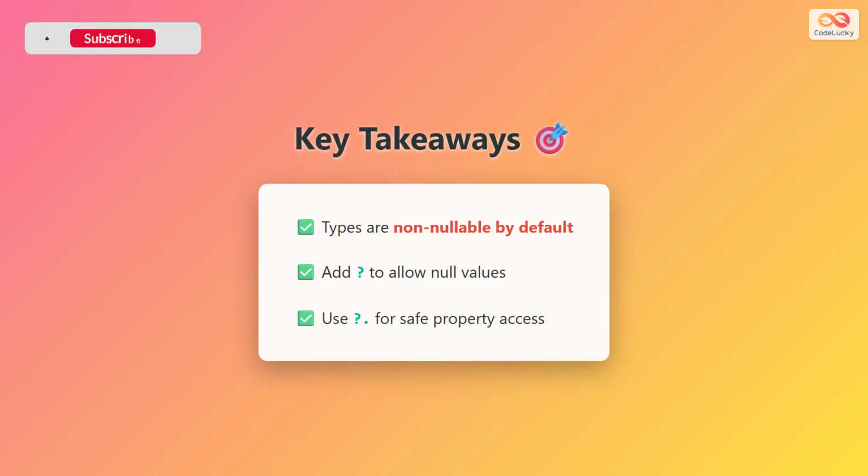Let's recap the key concepts. First, all types in Kotlin are non-nullable by default, which prevents most null pointer errors. Second, to allow null values, you explicitly add a question mark after the type name. And third, to safely access properties on nullable types, you use the safe call operator, ?. These features work together to make Kotlin one of the safest languages for handling null values.